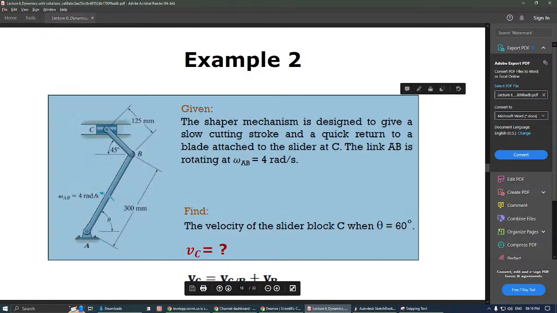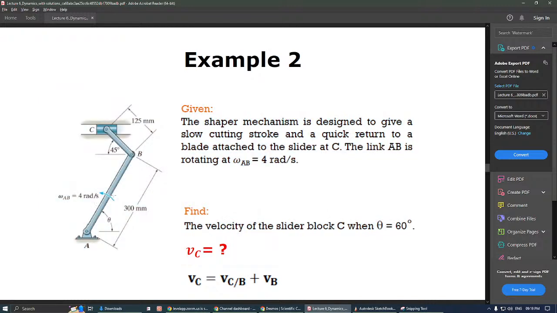The link AB is rotating. So the rotation speed of link AB is given. This link AB is rotating at 4 radians per second. And what is he asking? Find the velocity of slider block C. So we have to find the velocity of the slider block.